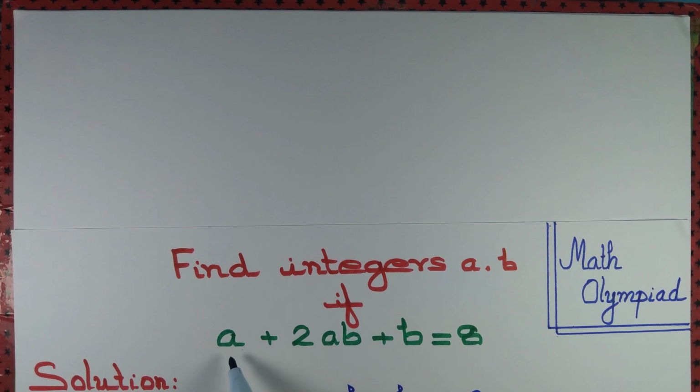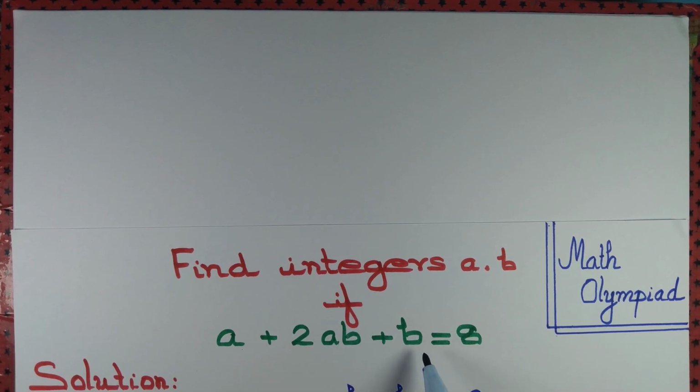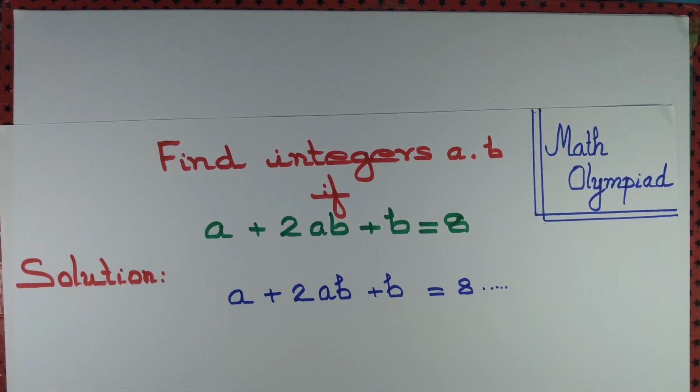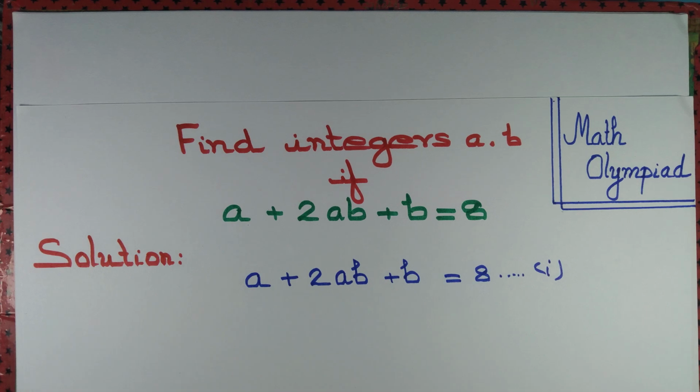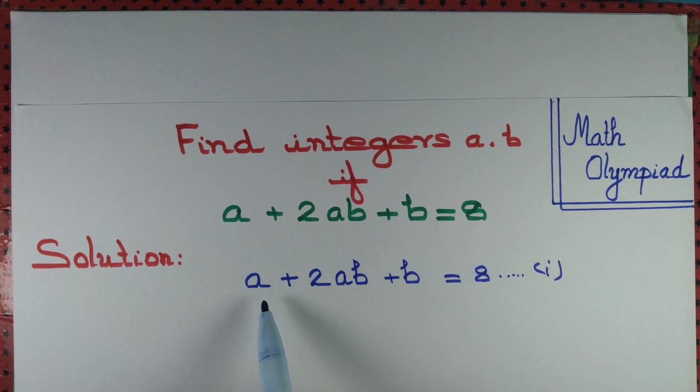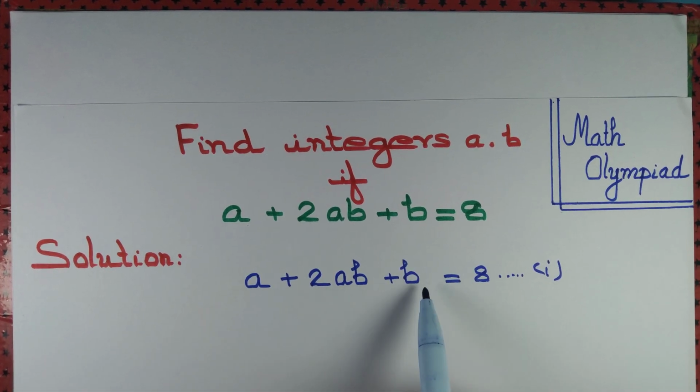Let us solve the equation a plus 2ab plus b equal to 8 in integers. So we write this equation once again. Let's call it equation 1. You may expect that you will get a large number of solutions because a and b are independent of each other, but that is not true. You will get a few number of solutions.